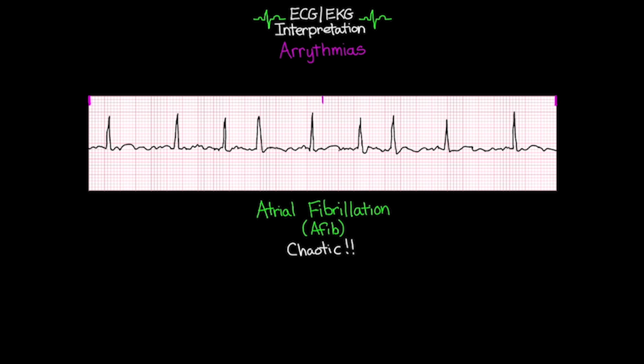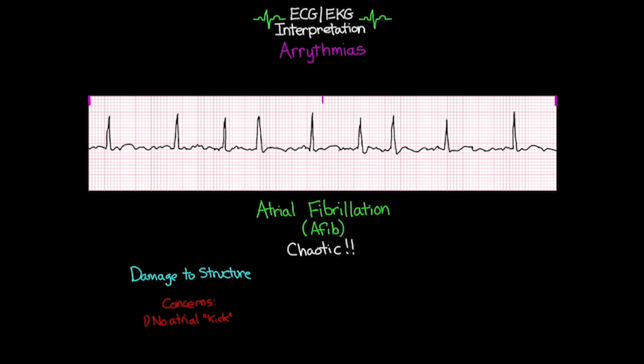AFib is typically the result of some sort of damage to the structure of the heart. This can be as a result of a disease process, either acute or chronic, and oftentimes you'll see this in your elderly patients. There are a couple of concerns, though, that we have with this rhythm. The first of these is that we're going to lose that atrial kick.